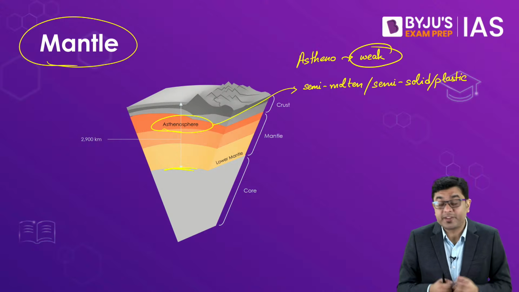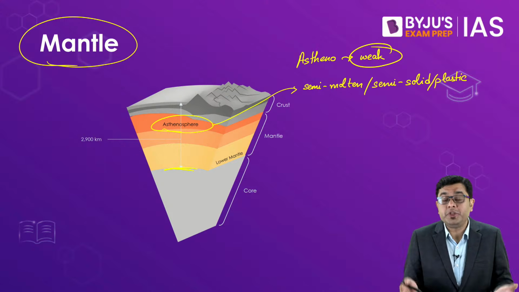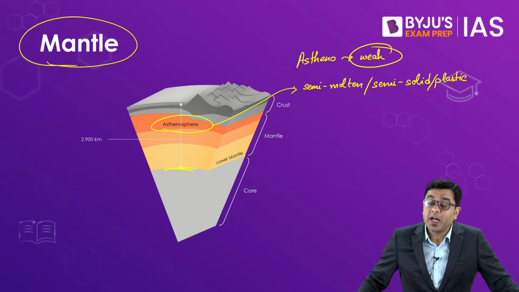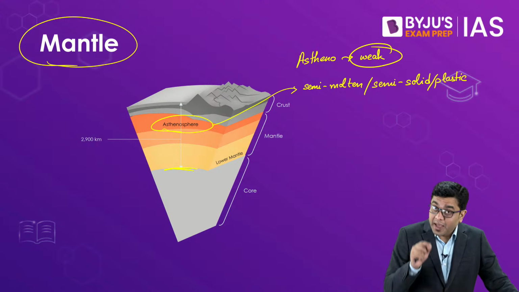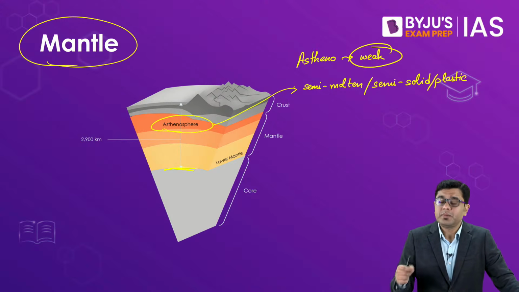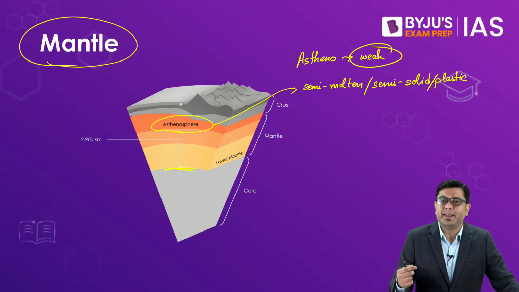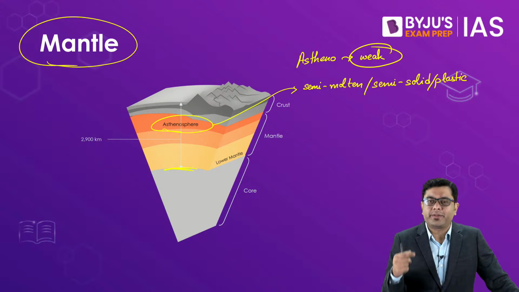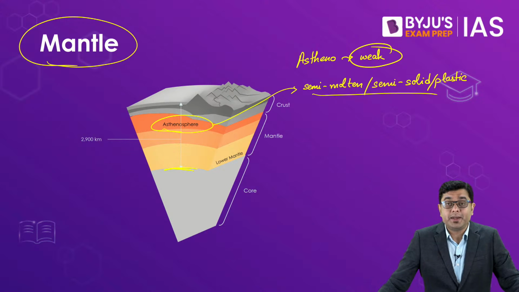It is this asthenosphere which has the origin of the majority of the magma which ultimately appears on the surface in the form of lava and volcanic eruptions. That asthenosphere is the source of the majority of the volcanic eruptions that we come across. Now, why is it that in the region of the asthenosphere, the materials are in a semi-molten or semi-solid state?